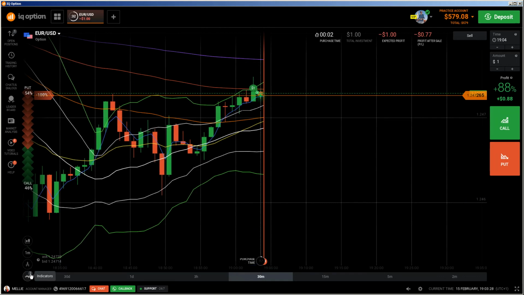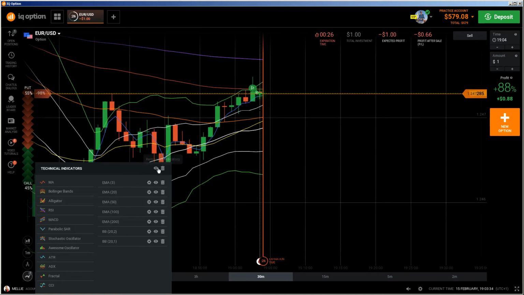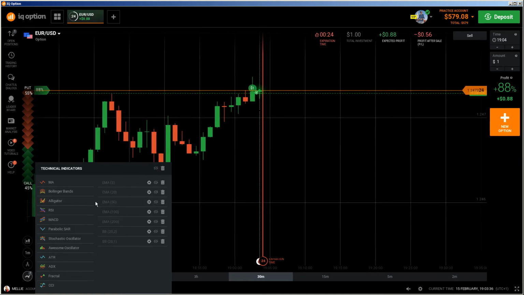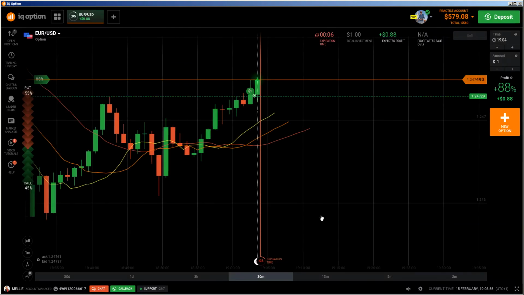So let me get the alligator, but before I do, I have to deactivate all the others, and let me put it on. The jaws period is 13, teeth are 8 and lips are 5. I would say we can leave this, and in the end these are all some kind of EMAs. You know, it's a little bit complicated.